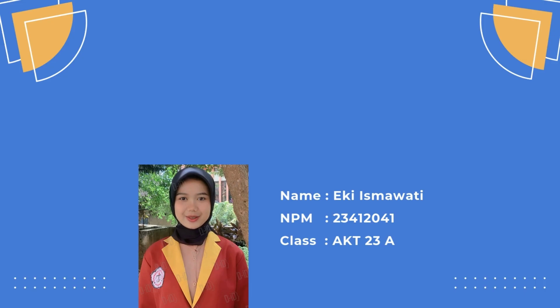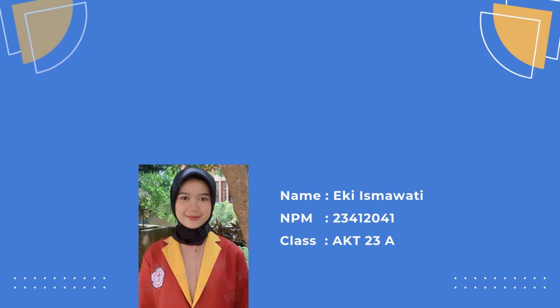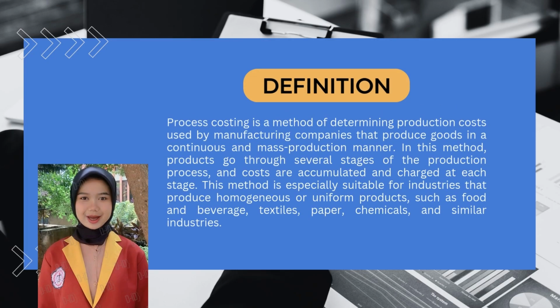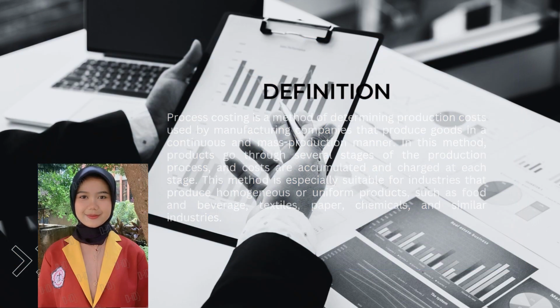In this video I will explain about process costing. Process costing is a method of determining production costs used by manufacturing companies that produce goods in a continuous and mass production manner. In this method, products go through several stages of the production process, and costs are accumulated and charged at each stage. This method is especially suitable for industries that produce homogeneous or uniform products, such as food and beverage, textiles, paper, chemicals, and similar industries.